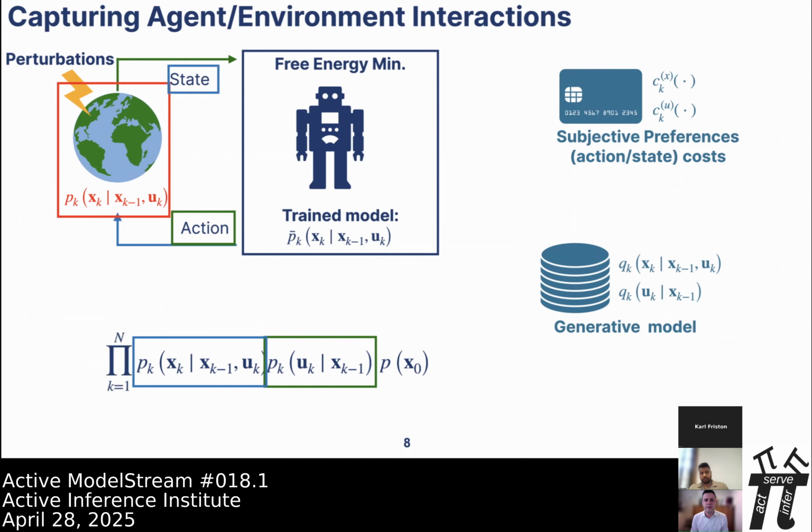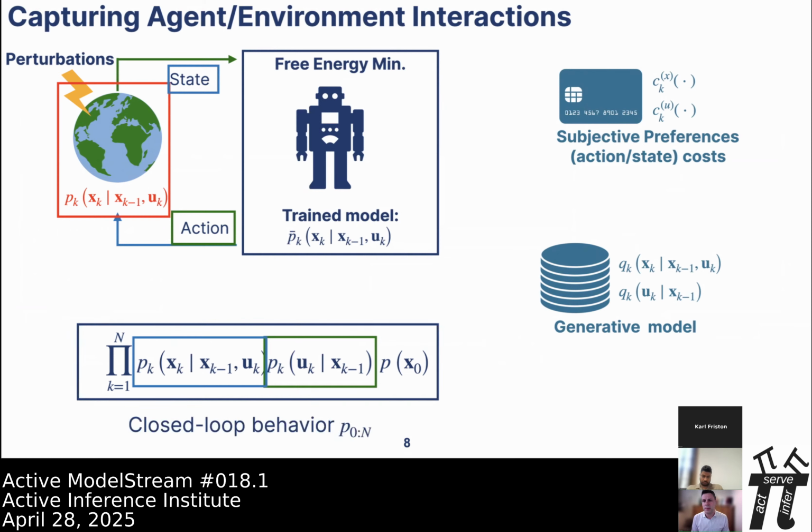And we can capture all of this as a product. We have a product of these probability density functions or probability mass functions, depending on whether we are working with continuous or discrete states. All in all, this big product of probability mass or density functions is just a big joint probability density or a big joint probability mass function that, in MATLAB-style notation, we indicate with P_{0:N}. So this closed loop probability function, P_{0:N}, captures the closed loop behavior of the agent. It means that it captures the interactions between the agent and the world.